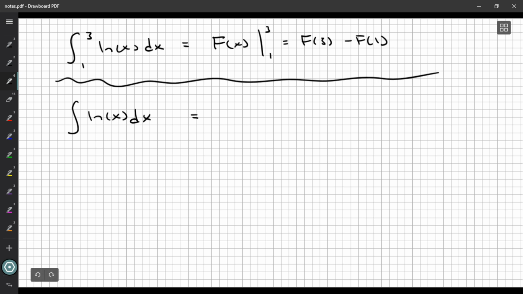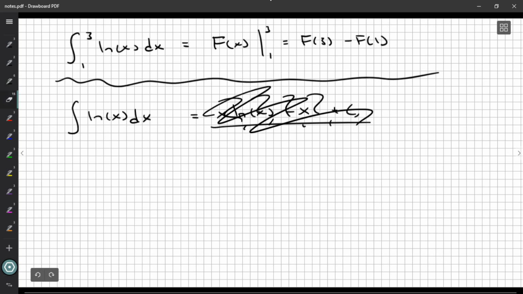Now maybe you remember, an antiderivative for ln x is x ln x minus x plus any constant, but in this case we don't really care about the constants. So if you remember that, that's great. You're off to the races, we're done. But suppose we didn't know that. Let's pretend we didn't know that.